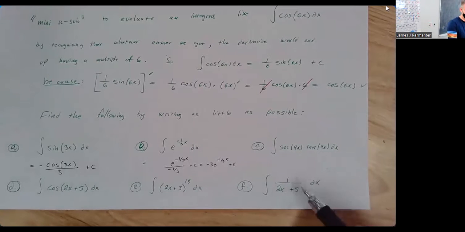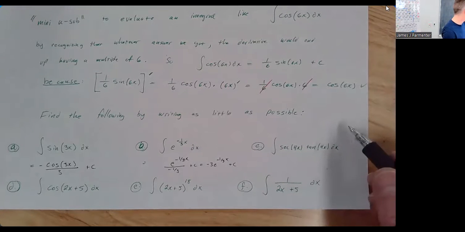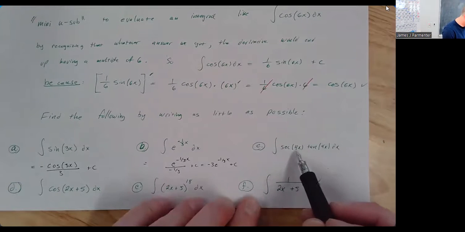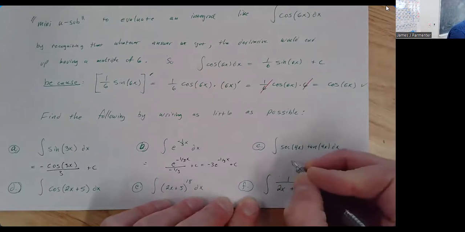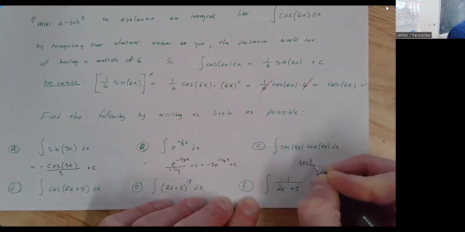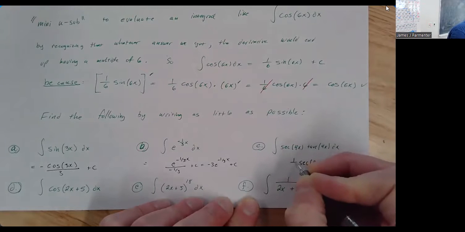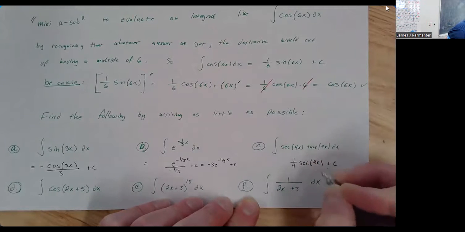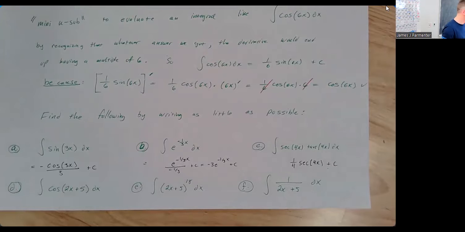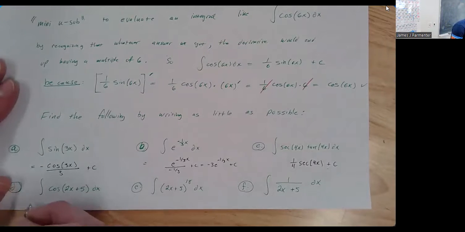Same deal here. I know the antiderivative of secant x tangent x is secant x. So the antiderivative of secant of 4x times tangent of 4x is going to be secant of 4x divided by 4, or multiplied by 1/4. It even works if you have something times x plus a little constant. So the antiderivative of cosine of 2x plus 5 is going to be 1/2 sine of 2x plus 5.